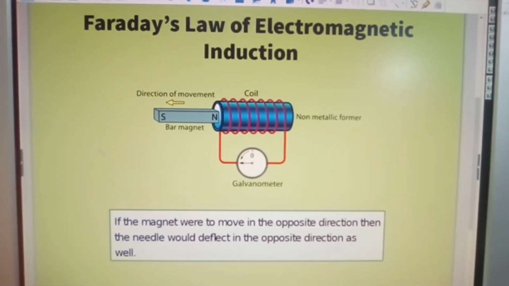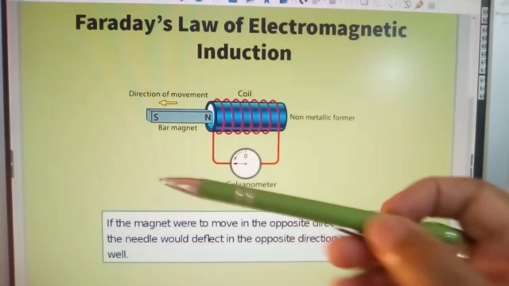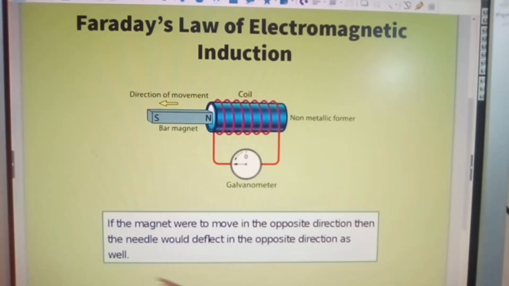And continuing with Faraday's law of electromagnetic induction, here we have the coil, the magnet now being pushed out, backward, again forward. If the magnet were to move in the opposite direction, then the needle would deflect in the opposite direction as well, okay?